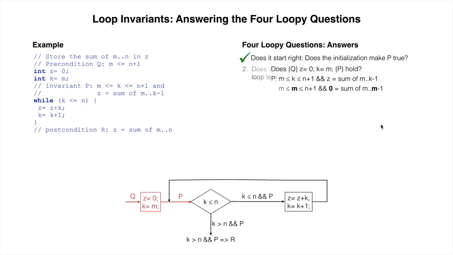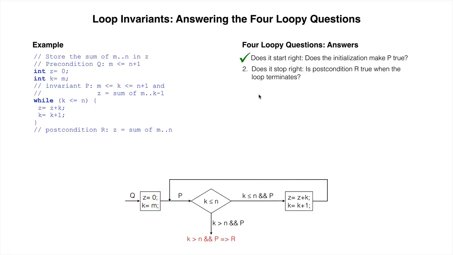The second loopy question is, does it stop right? We want to show that when the loop terminates, the post condition R is true. We do this by showing that when the loop guard is false and the invariant is true, R must be true. For this loop, we ask the following. Does k greater than n and p imply R?